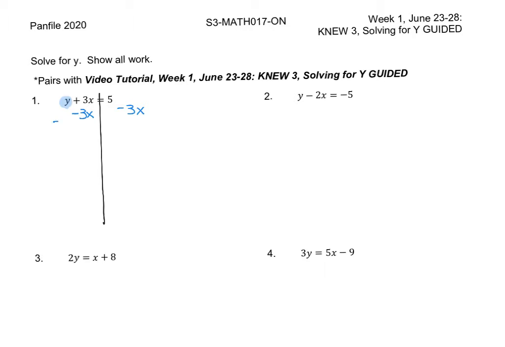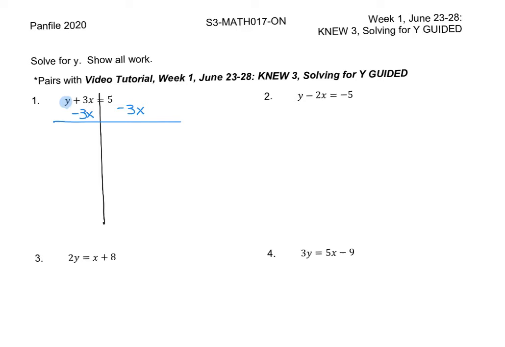Now notice, I'm probably different than a lot of teachers here, a lot of professors, in that I do not do it directly underneath the 5. Method to my madness. The reason why I don't do it directly under my 5 is because they are not like terms. I cannot take 3x from 5. They are not apples to apples. They are not oranges to oranges. They are apples to oranges.